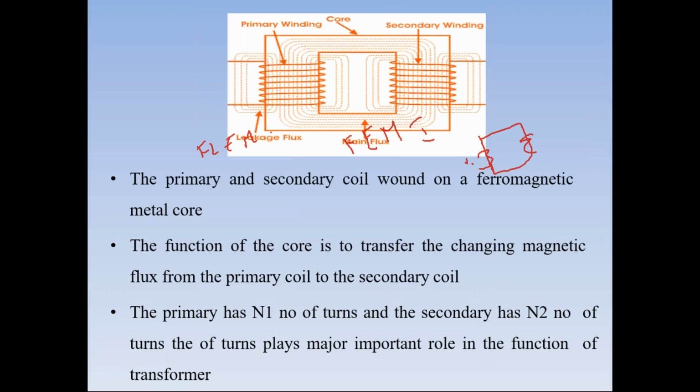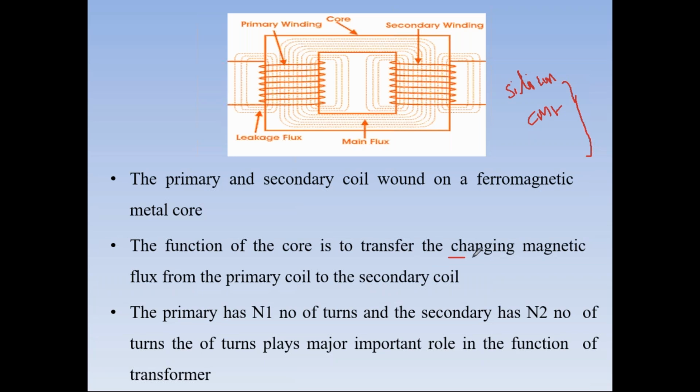So this consists of a ferromagnetic material. Generally, the material we use to construct the core is silicon steel or cast iron. These two metals belong to the ferromagnetic materials. The function of the core is to transfer the changing magnetic flux from the primary coil to the secondary coil.